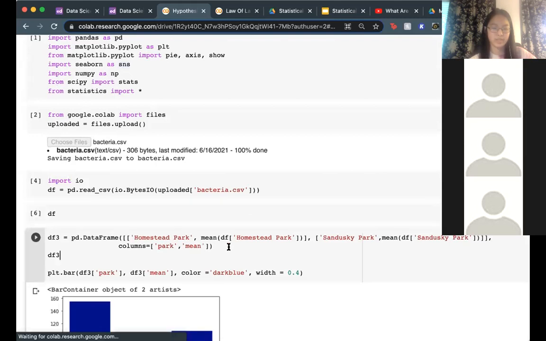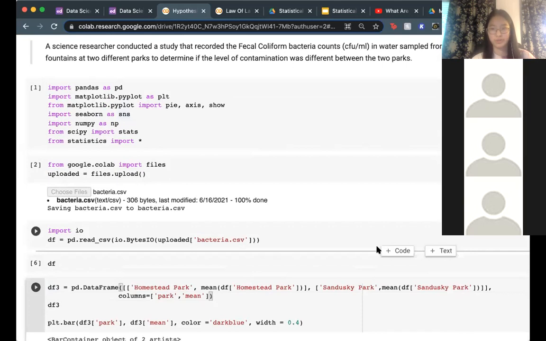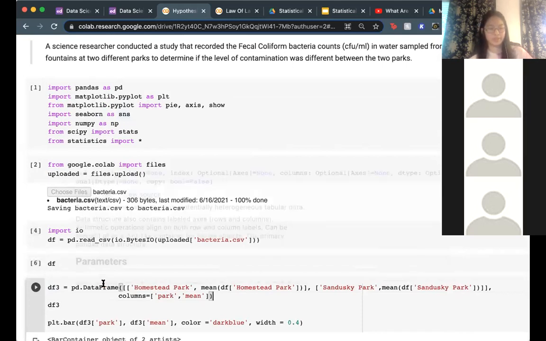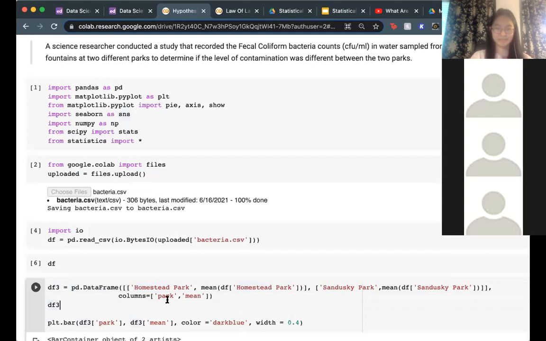Anyway, since we're interested in the means, we might as well graph them and see what they look like visually. Here's what you can do. There's no function where you just throw in the columns and it gives you means, I don't think any of them work like that. What I did was pd.DataFrame. This is pandas, once again. pd.DataFrame makes new data frames. What you've got here is a row for Homestead Park and the mean of Homestead Park, which is created by this function. This mean, by the way, is from this.